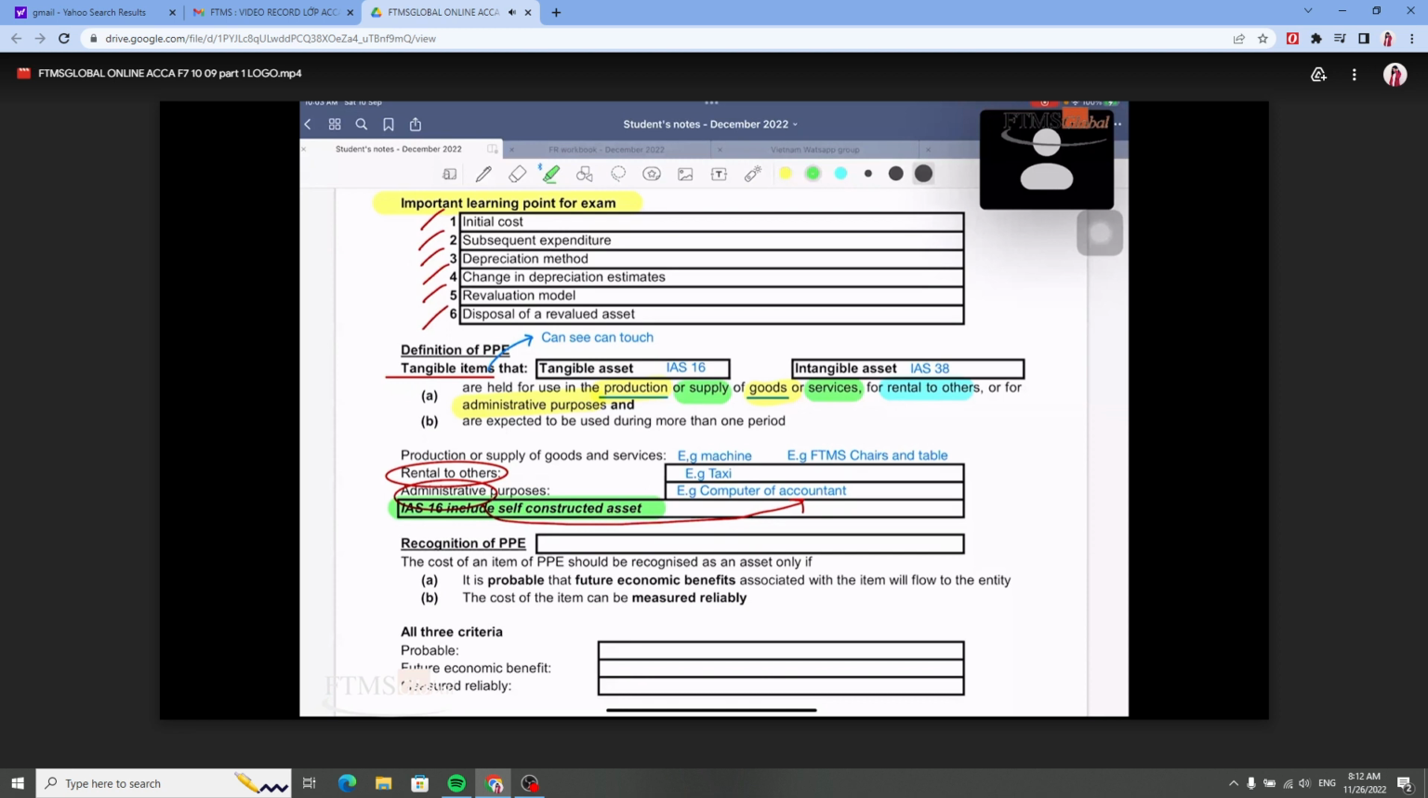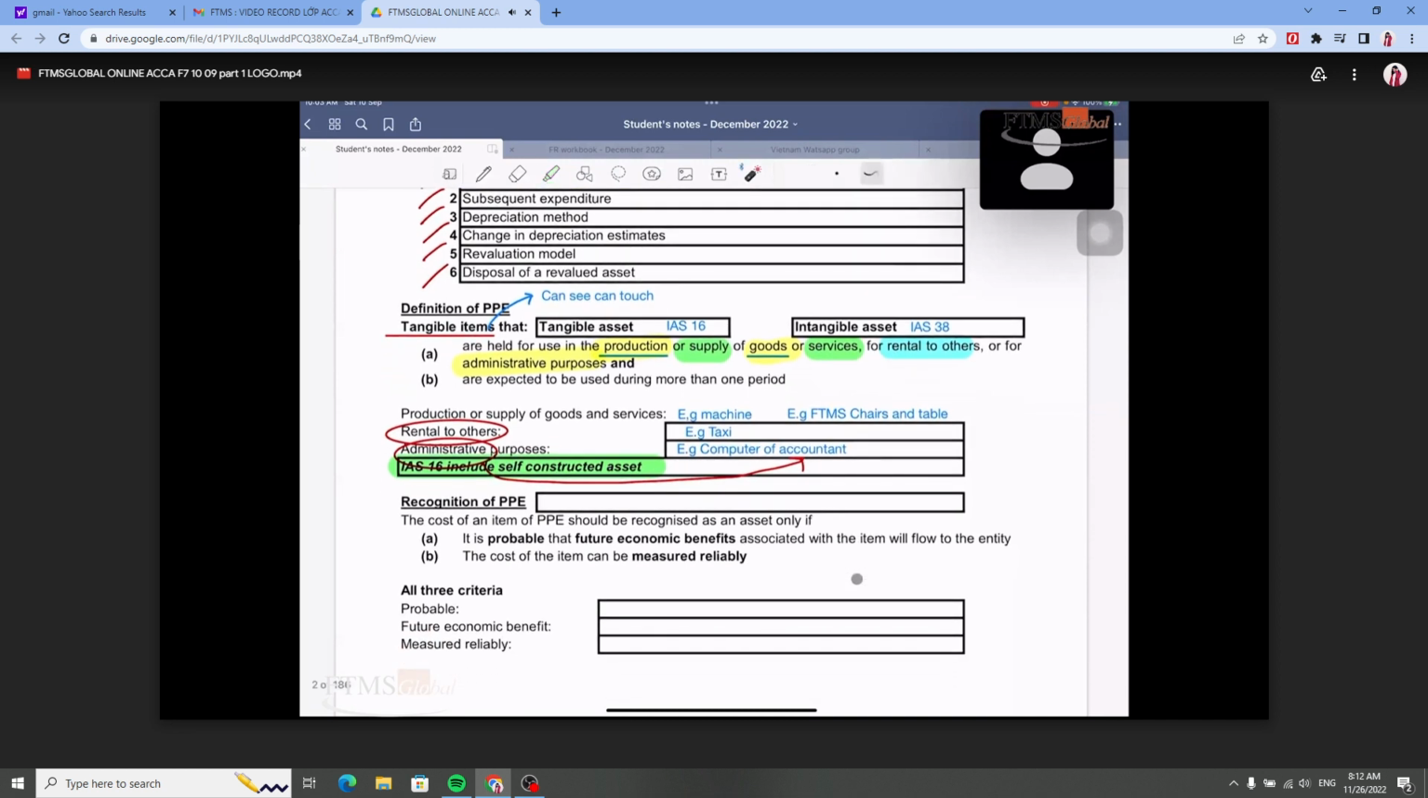Of course, in section A of your exam, they will ask you A, B, C, D, which one is applicable to IAS 16? A, self-constructed asset. B, intangible asset. Then of course you need to choose A. IAS 16 includes self-constructed assets. Okay, right. So that's the first part, definition.